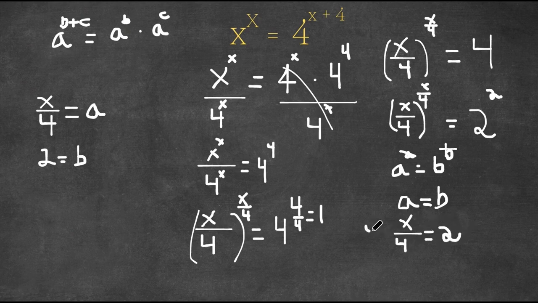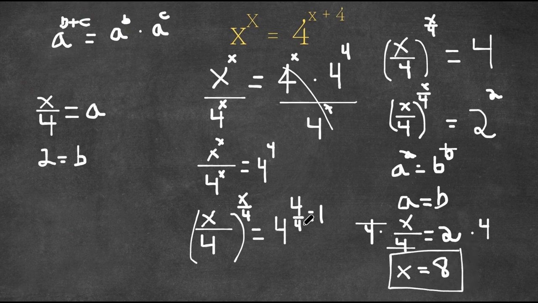So now if we multiply both sides by 4, these two would cancel out. So we'd be left with x equals 2 times 4, which is 8. So x equals 8. Now, why don't we try plugging this into our equation?